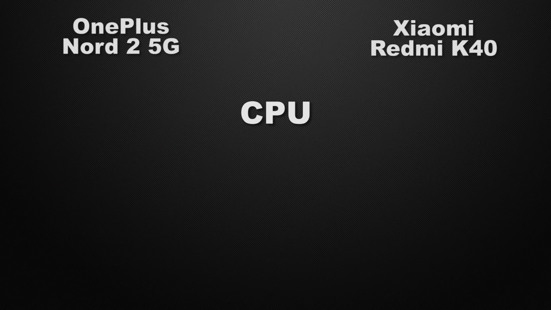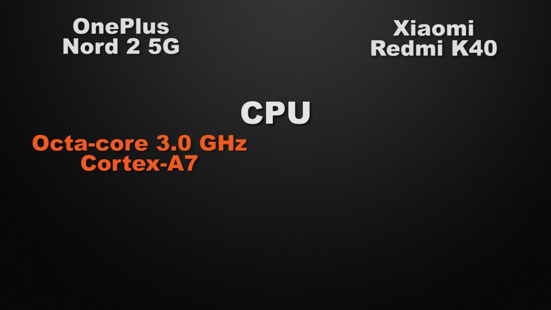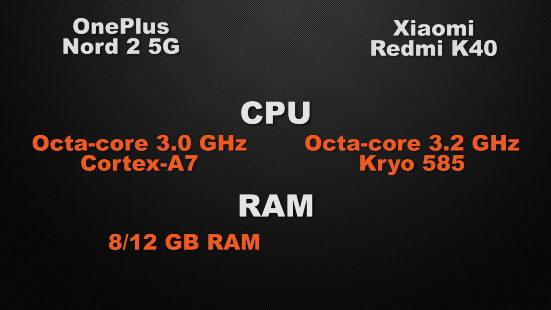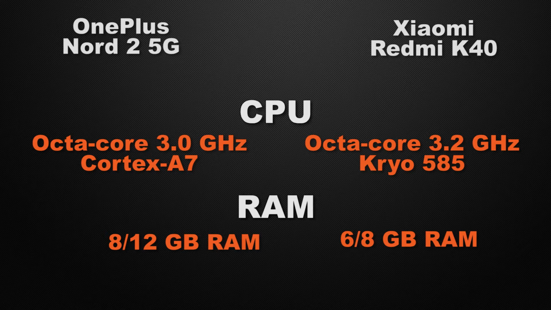Let's talk about the clock speed of the devices. Nord 2 can clock at 3.0 GHz based on an octa-core Cortex chipset, whereas K40 can clock at 3.2 GHz based on an octa-core Kryo chipset. So the winner here is K40 because it has a faster clock speed. And about the RAM variants in the devices, Nord 2 has two options, 8 and 12 GB, whereas K40 has two options, 6 and 8 GB. So the winner here is Nord 2 because it has higher capacity RAM options.